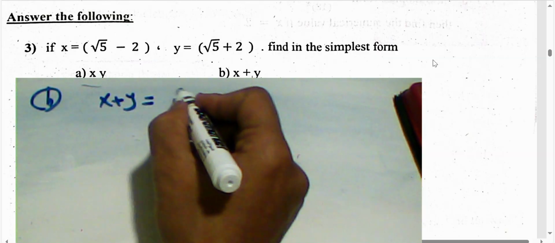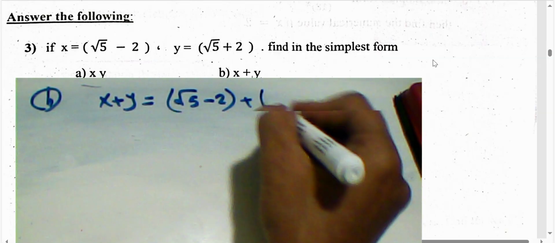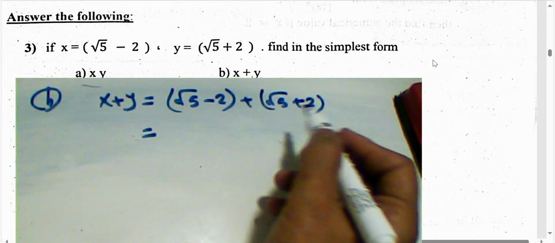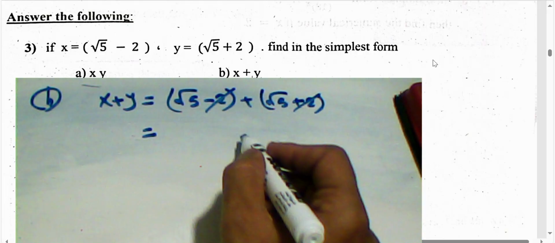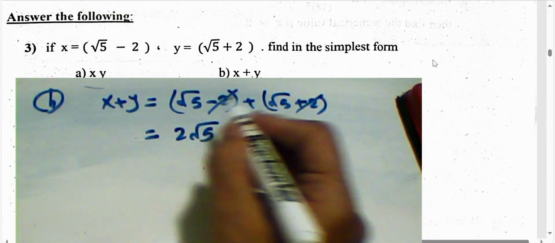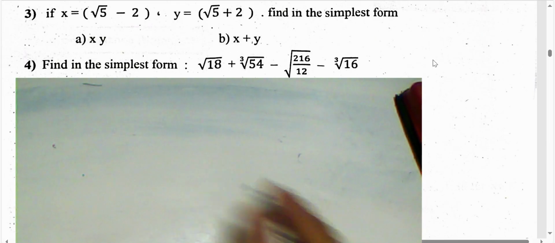x plus y. We have root 5 minus 2 plus root 5 plus 2. We add together: negative 2 plus 2 is 0, and root 5 plus root 5 equals 2 root 5. Okay. It was question letter A and B. Next question, number 4.